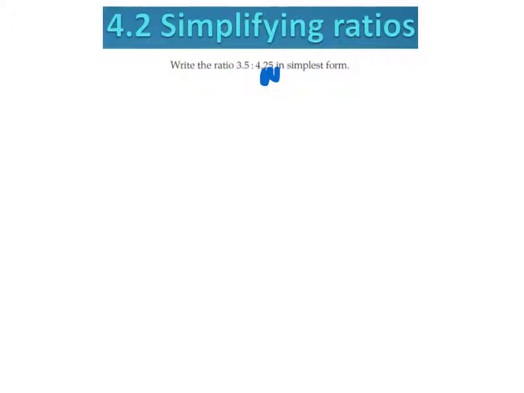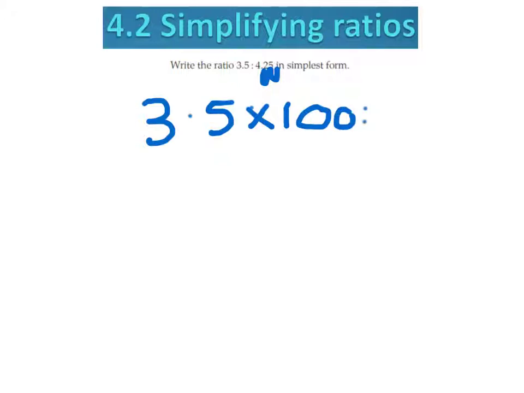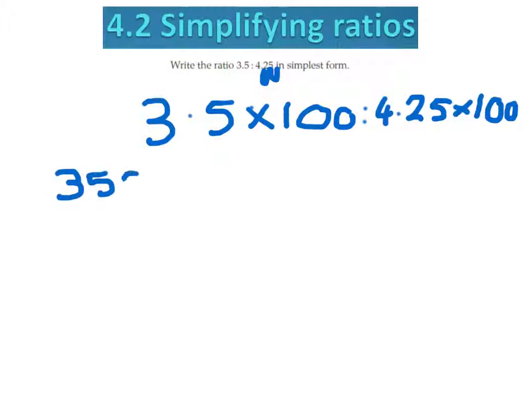So I want to make this a whole number. To get rid of that decimal point, I need to times it by 100. Then I have to times the 3.5 by 100 as well, because we've got to do the same to both things in the ratio. Okay, so now this gives me 350 to 425, because moving it along 2 decimal places, we get the whole numbers.